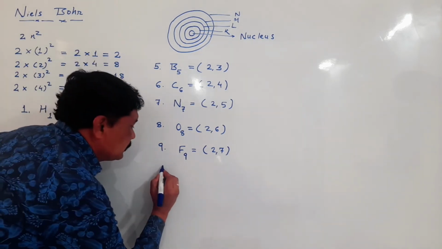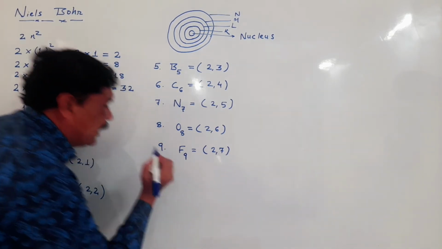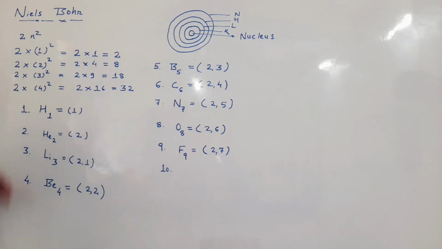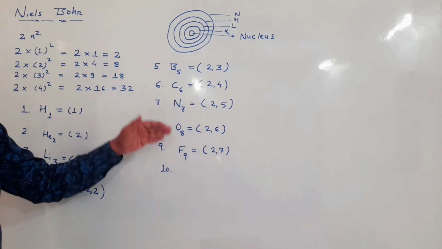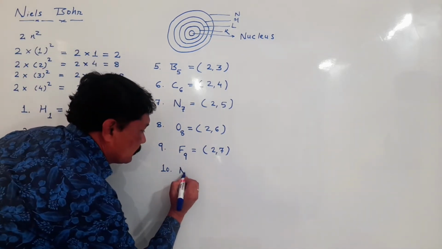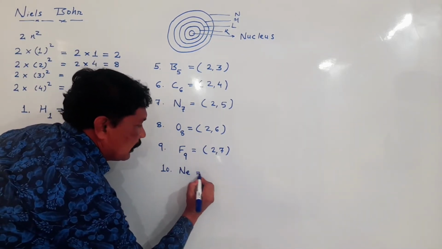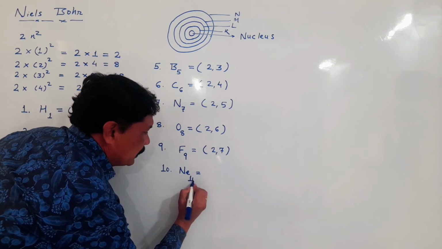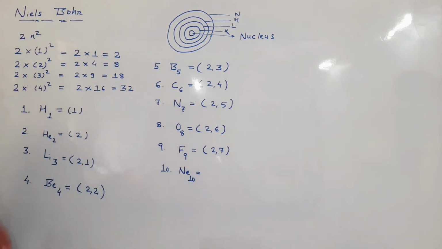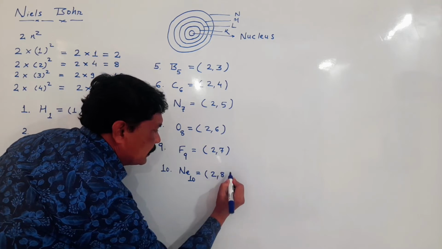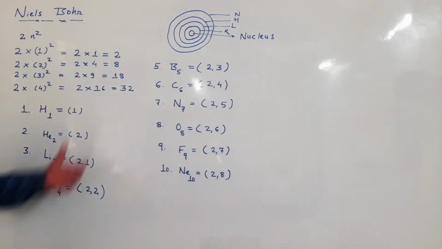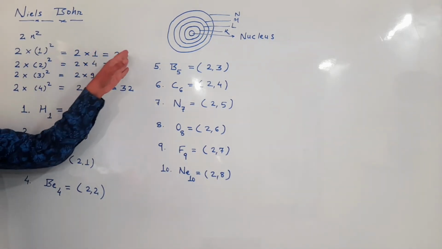And the next element in the sequence will be hydrogen, helium, lithium, beryllium, boron, carbon, nitrogen, oxygen, fluorine, neon. And the atomic number of neon is 10, and the electronic configuration will be 2, 8. Now my dear student, the capacity of first orbit is 2.